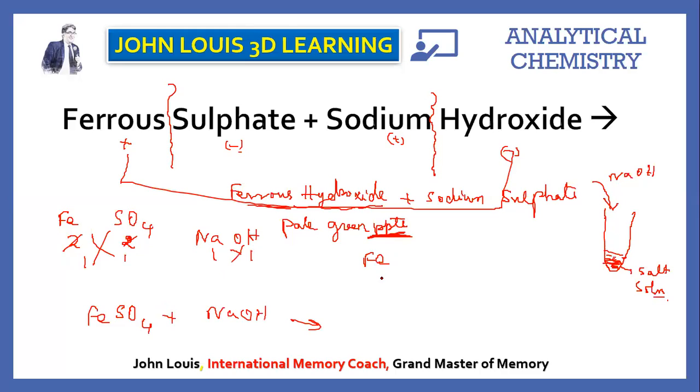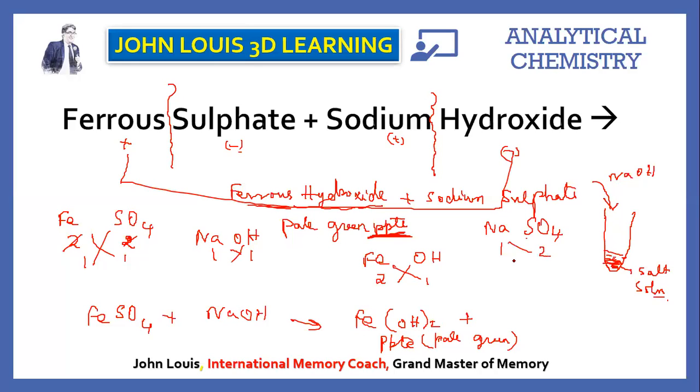Just now we said Fe ferrous valency is 2. Hydroxide OH valency is 1. Therefore, if you interchange, you get Fe(OH)2. So this is a precipitate. Precipitate means what? That will not dissolve in water. That will appear as solid substance. And what is the color? Pale green. From this we understand the positive ion present in the salt is ferrous. Plus what you get? Sodium sulfate. What is the formula? Sodium Na, sulfate is SO4. Sodium valency 1, sulfate valency 2. Therefore, you get Na2SO4. You got it?